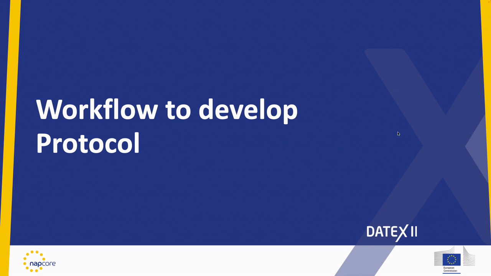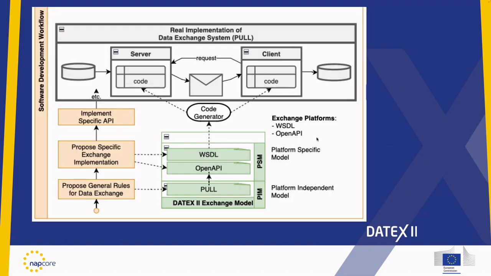So that was about the content and the data structures, and now let's look at the process of how to implement the data exchange protocol. First, you have to answer the generic questions and propose rules for data exchange. DATEX II is using or proposing a couple of different data exchange patterns. One of them is pull, another is push, and there are some variants. And when you clarify this question, you can proceed and specify an API for a specific technology.